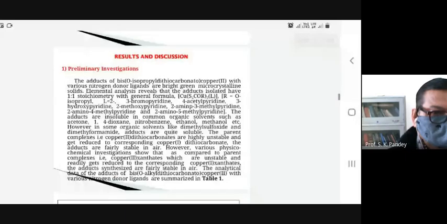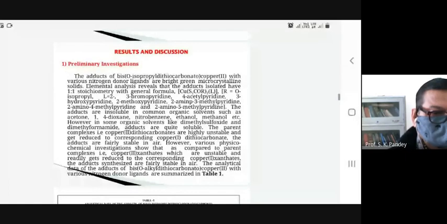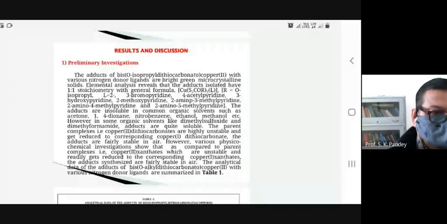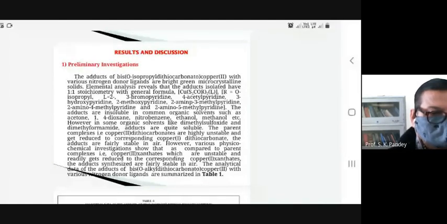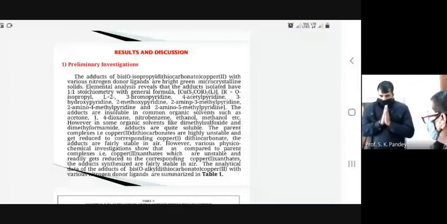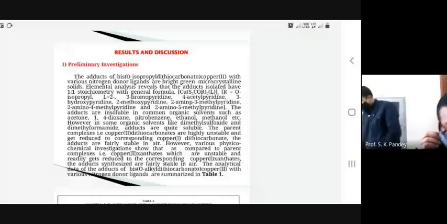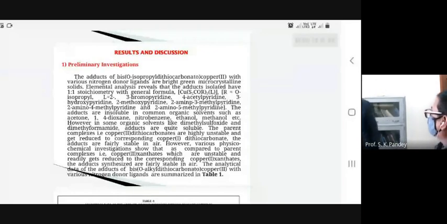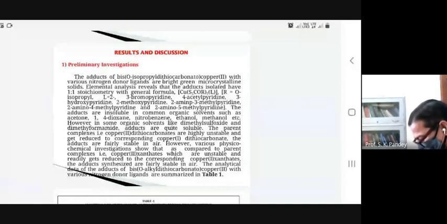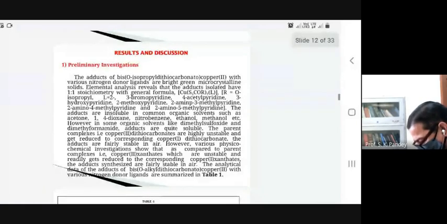Results and discussion. The preliminary investigation of all the adducts prepared using this O-isopropyl dithiocarbonate of copper 2 with the different nitrogen donors which I have used, like 2-bromopyridine, 3-bromopyridine, 4-acetylpyridine, 3-hydroxypyridine, 2-methoxypyridine, 2-amino-3-methylpyridine, 2-amino-4-methylpyridine, and 2-amino-5-methylpyridine. The adducts formed are insoluble in common organic solvents such as acetone, 1,4-dioxane, nitrobenzene, ethanol, methanol, etc. However, they are soluble in dimethyl sulfoxide, dimethylformamide, and the parent compounds.